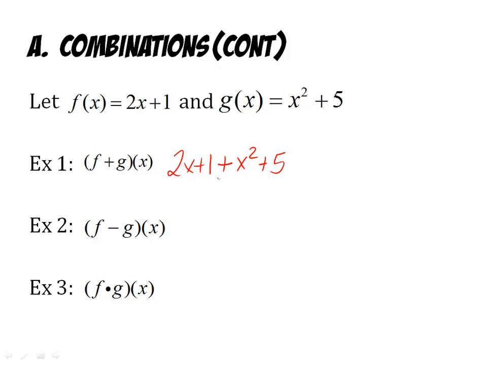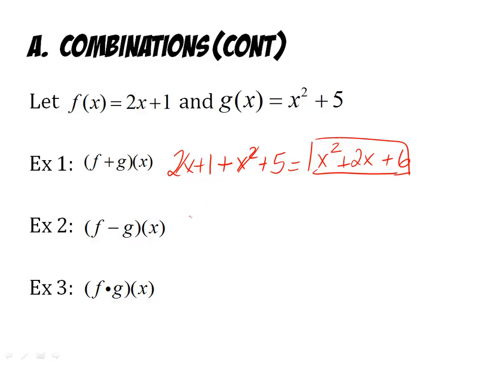I just added them. Now I combine like terms and simplify. I only have an x squared term, so I have one of those, plus 2x, and then 1 plus 5 is 6. So my answer is x squared plus 2x plus 6. That is a combination.